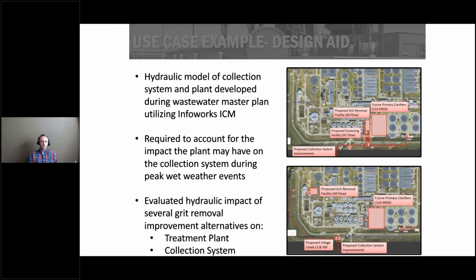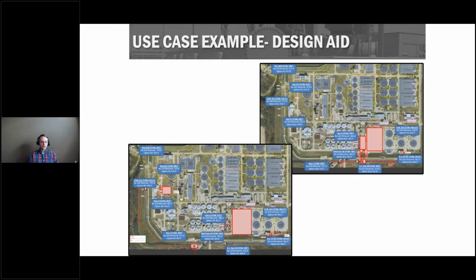So we used ICM to not only model the water surface elevations within the plant with the addition of the grit removal, but we also used it with the collection system to see, if we raise this HGL as a result of this grit removal facility going in, what does that do to the plant? What does that do to the collection system? It's just an example of what that looked like within the plant.